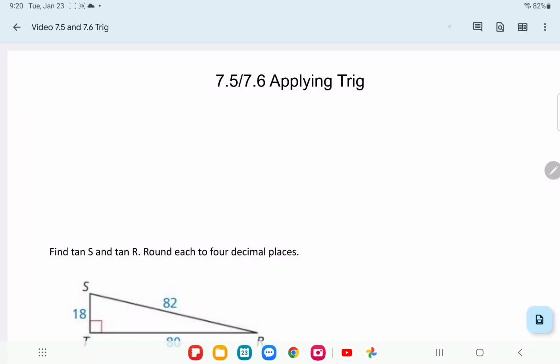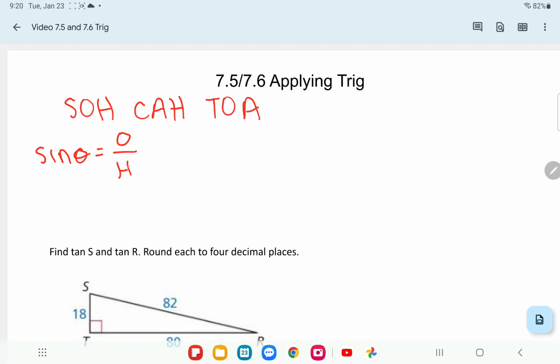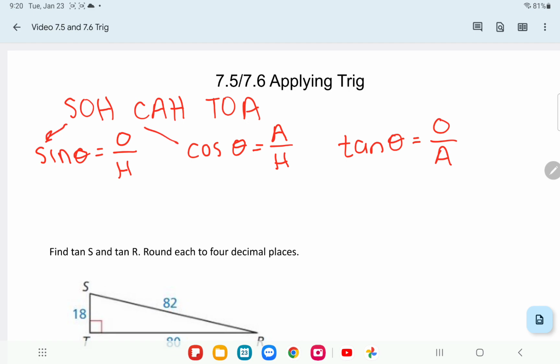Okay, first things first with trig. We have to remember the special little phrase, SOHCAHTOA, which basically means the sine of an angle is opposite over hypotenuse. The cosine of an angle is adjacent over hypotenuse. And the tangent of an angle is opposite over adjacent. So that's what the S is for sine, the C is for cosine, the T is for tangent.